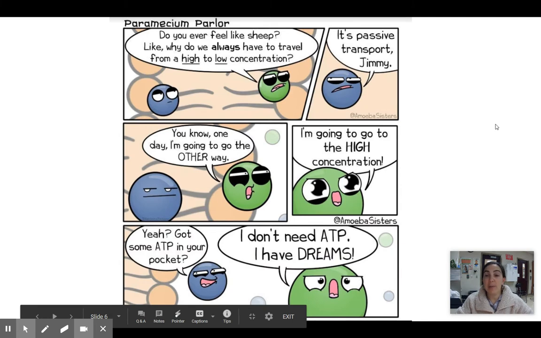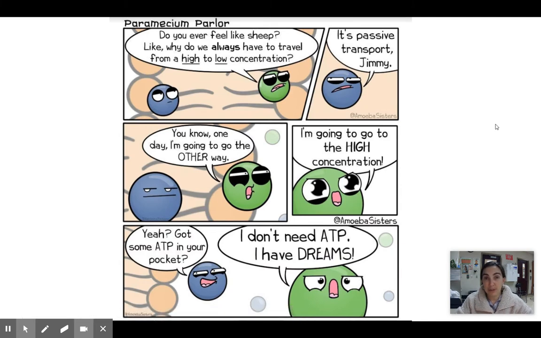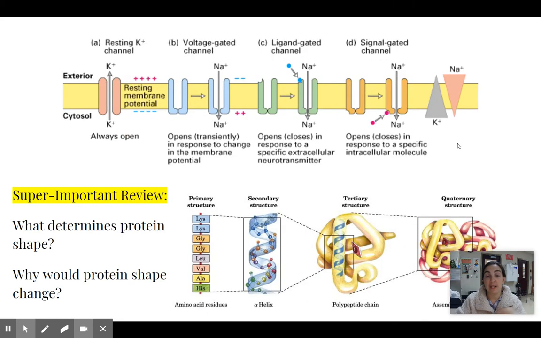As we start talking about this, one of the things that's really important is the movement of ions in and out of the neuron. And so that happens through transport across the cell membrane. And we talked about passive transport in the last unit, but today we're going to talk a little bit about active transport.